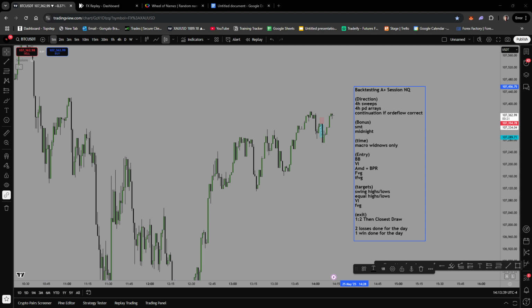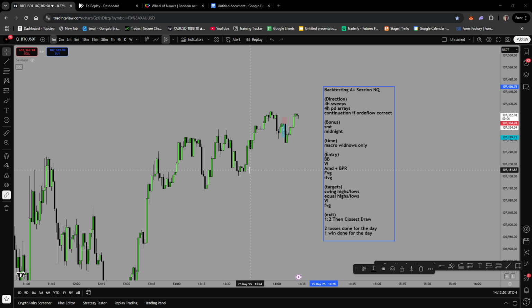Hey everybody, today we are back with another A plus entry backtesting session. In today's session, we'll be testing this on NQ using the 1 minute time frame. Now the entry criteria is on the screen right now. This is my A plus entry model.